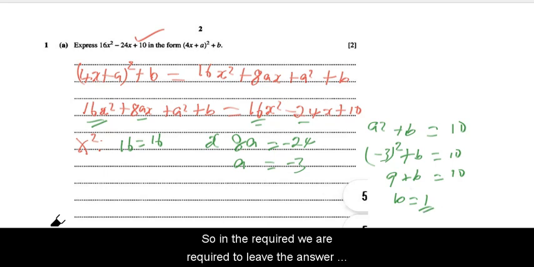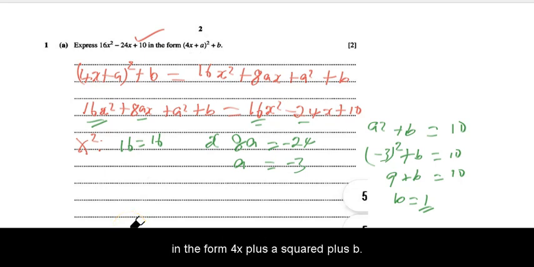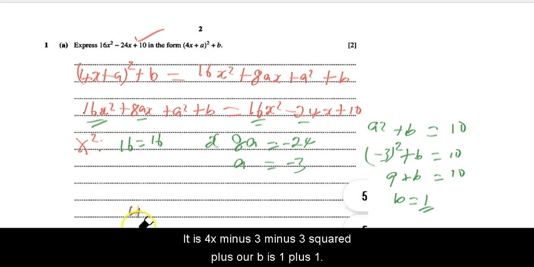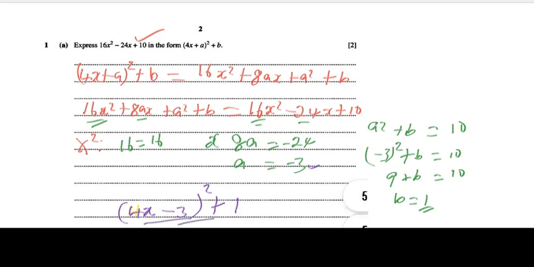We are required to leave the answer in the form (4x plus a) squared plus b, and we already got 4x, so it is (4x minus 3) squared plus our b, which is 1. Plus 1, the required solution.